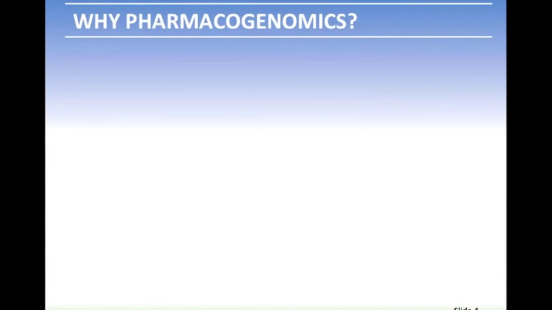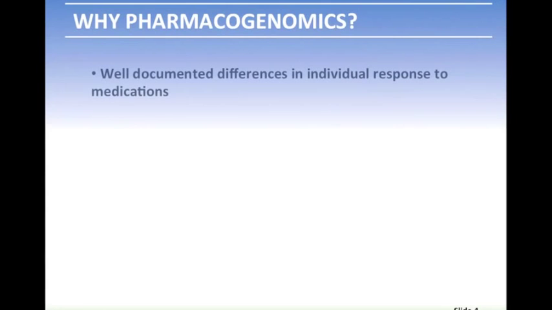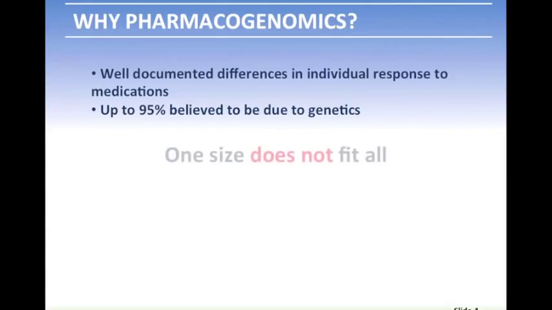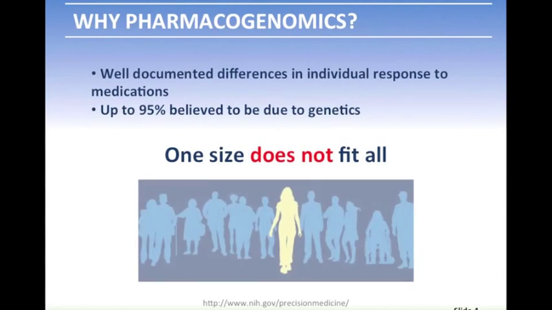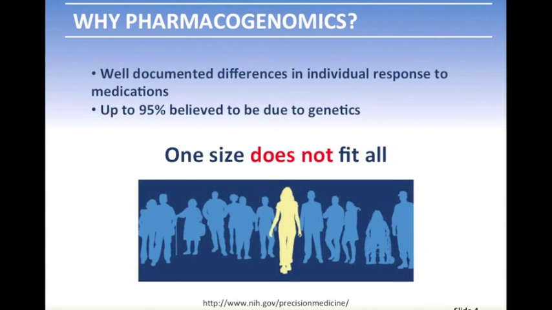So why pharmacogenomics? There are well-documented differences in individual response to medications. It is actually believed that up to 95% of those differences are due to genetics. So it is clear that as far as drug treatment is concerned, one size does not fit all. Because of this, pharmacogenomics is an essential component of the strategy to achieving personalized medicine.